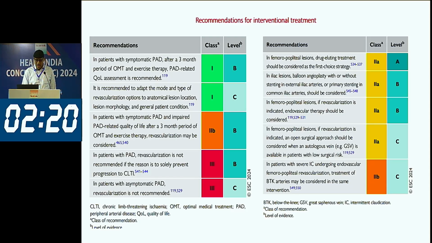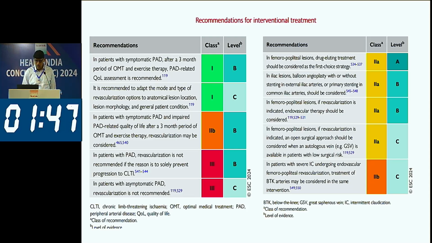And for the mechanism of revascularization in patients with femoral popliteal disease lesions, drug-eluting treatment should be considered as the first choice therapy, which is a class 2A indication. For patients with iliac lesions, stenting in external iliac arteries or primary stenting in common iliac arteries could be considered. And for femoral-popliteal lesions, if revascularization is indicated, endovascular therapy should be considered. So for femoral-popliteal lesions, it's basically endovascular therapy, which is given more preference as regards to surgery.